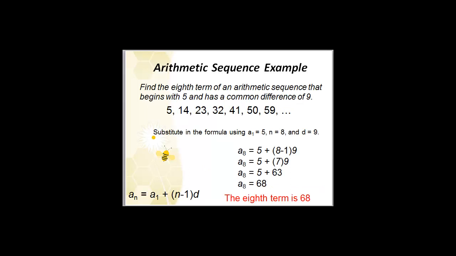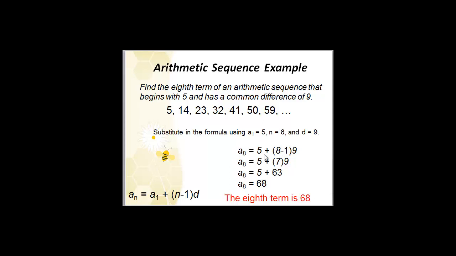Let's say that you need to find the 8th term of an arithmetic sequence that begins with 5 and has a common difference of 9. So that looks like 5, 14, 23, 32, 41, 50, 59, etc. And we're trying to find this 8th term. So we're going to use the formula. In the formula, we're going to substitute a_1 with 5, n with 8, and d with 9.